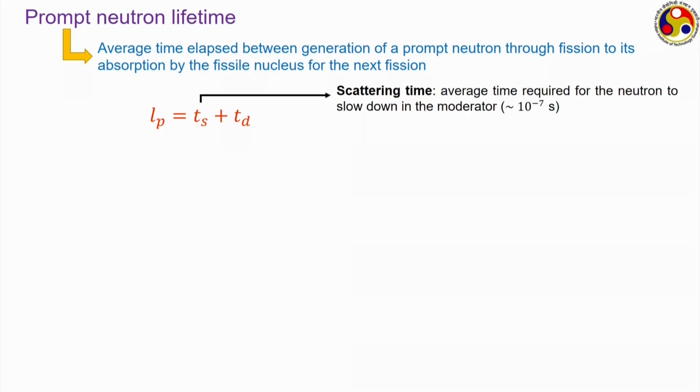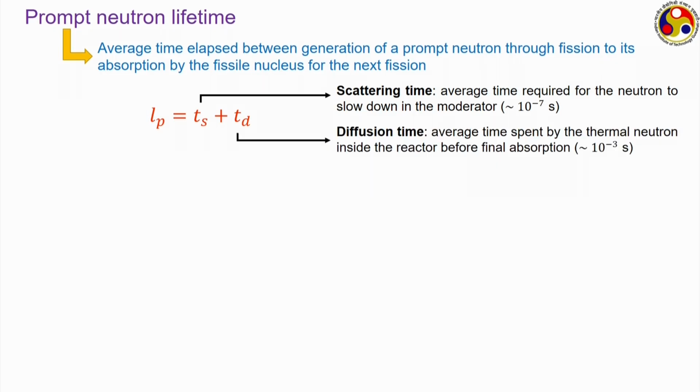Here Ts refers to the scattering time, which is the average time required for the neutron to slow down in the moderator. Td is the diffusion time, that is, after becoming thermalized, the time it spends inside the reactor. Typically the scattering time is of the order of 10⁻⁷ seconds and diffusion time is of the order of 10⁻³ seconds. We shall be calculating them shortly.